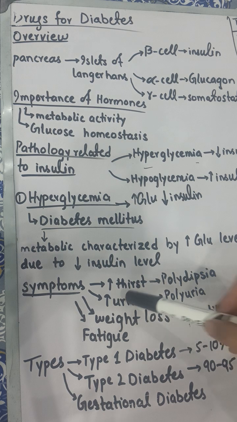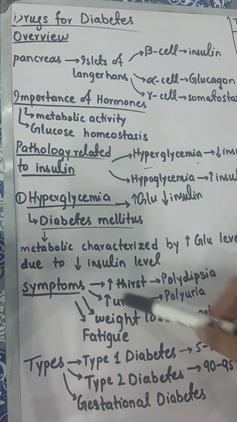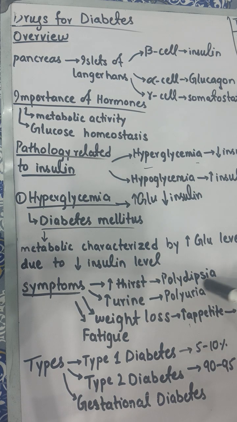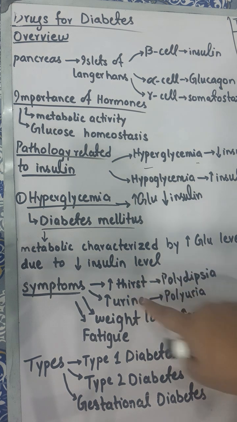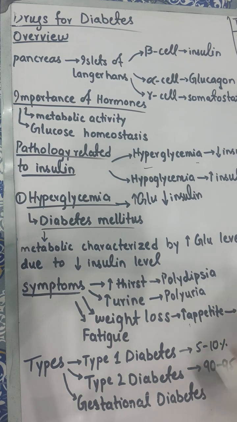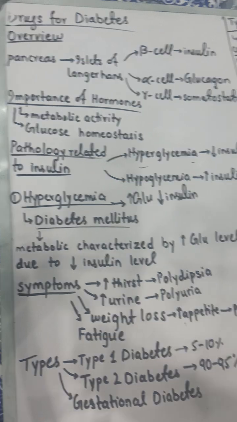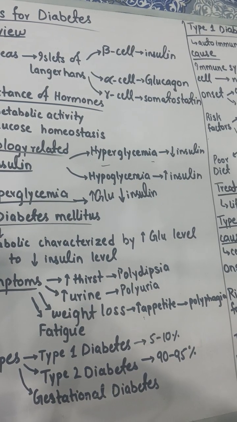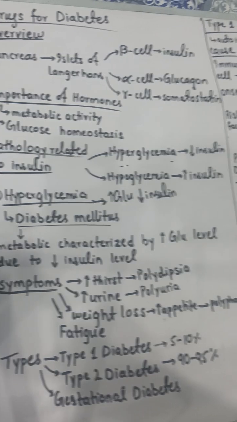What are the symptoms? Thirst increases, which is called polydipsia. Dipsia means thirst, and there is also an increase in urine, which is called polyuria. Poly means many and uria means urine, meaning a high level of urine. You are facing weight loss, and you also face an increase in the appetite. This is called polyphagia, an increase in the appetite.